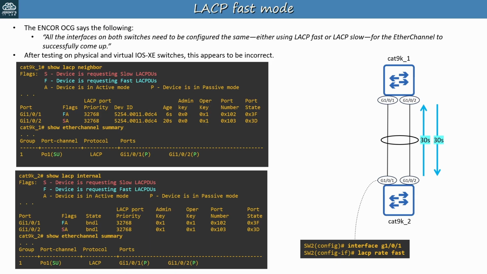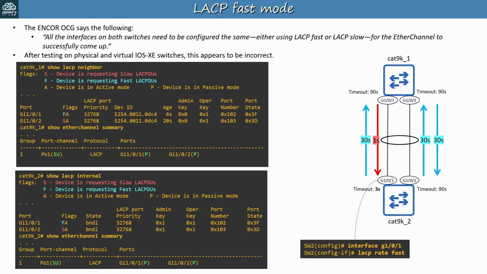On their G1/0/2 ports, Cat9K1 and 2 will send each other slow hellos, once every 30 seconds. Both ports have the default setting, LACP rate normal. Cat9K2's G1/0/1 will send slow hellos, since that's what Cat9K1's side is requesting. But Cat9K1's G1/0/1 will send fast hellos, because we configured LACP rate fast on Cat9K2's side, so it requests fast hellos. So these three ports, Cat9K1 G1/0/1 and 2, and Cat9K2 G1/0/2, will have a timeout of 90 seconds, since they receive slow hellos. Only Cat9K2 G1/0/1 will have a timeout of 3 seconds, since it's receiving fast hellos.